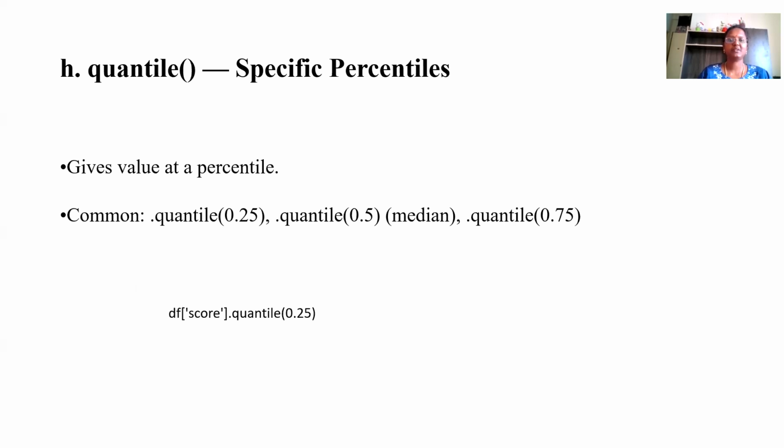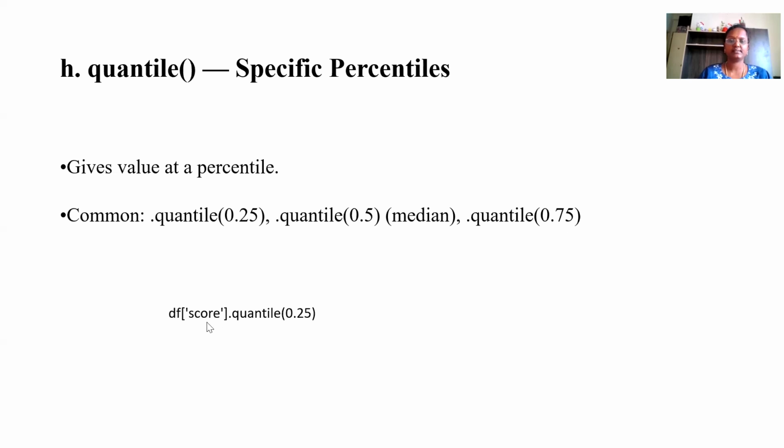Quantile is nothing but the specific percentile. If you want to find out a particular percentage of your given data set, then you can go with the quantile aggregate function. For example, quantile of 0.25 is 25%, quantile of 0.5 is the median, and quantile of 0.75. Whenever you want to analyze your data with respect to percentage, then you can go with the quantile aggregate function.